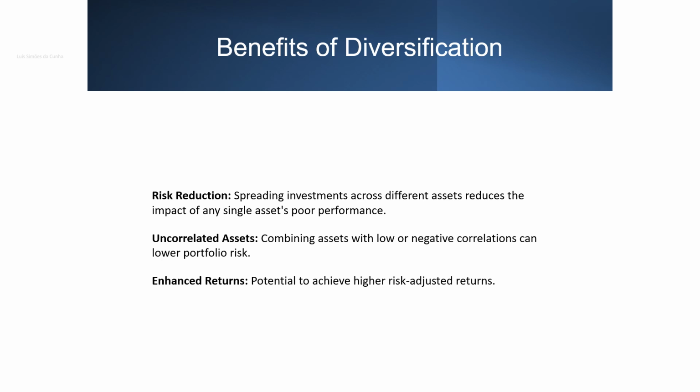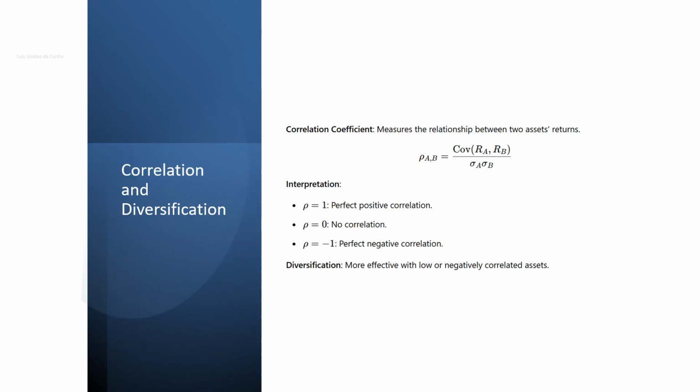single asset's poor performance. Combining assets with low or negative correlations can lower overall portfolio risk, potentially leading to higher risk-adjusted returns. The correlation coefficient measures the relationship between two assets' returns. A coefficient of 1 indicates perfect positive correlation, 0 indicates no correlation, and -1 indicates perfect negative correlation. Diversification is more effective with low or negatively correlated assets, as they reduce overall portfolio risk.